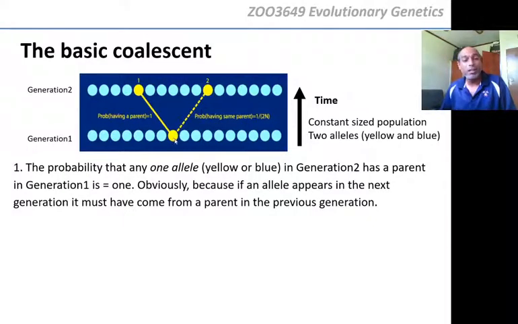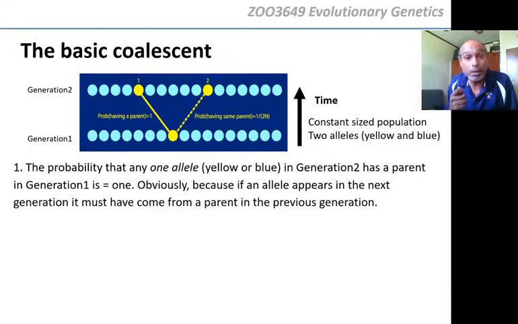If you have an allele in this generation, the probability that it came from a parent in the preceding generation is equal to 1. The probability of having a parent is equal to 1 because everybody has a parent. You come from somewhere. Nobody just sprang out of a hole in the ground, right?